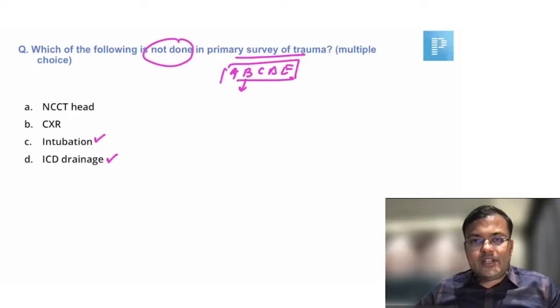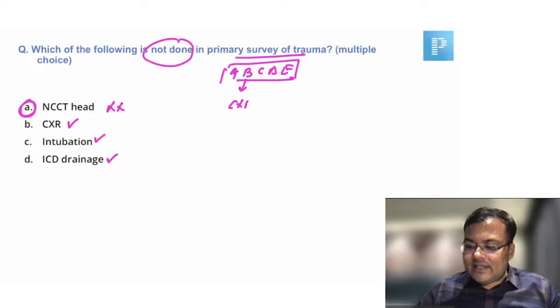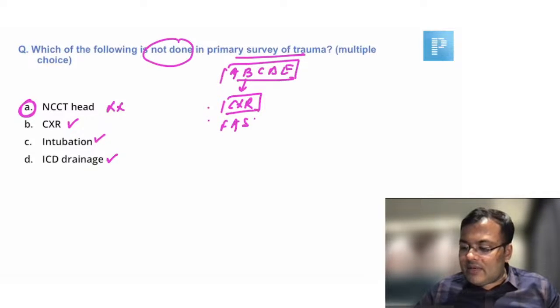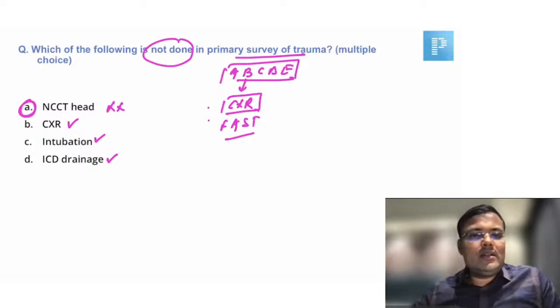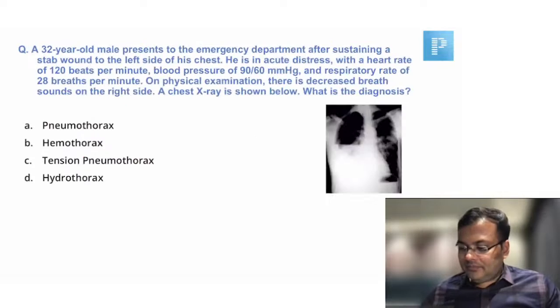How to diagnose the condition? We go for chest X-ray. CT is not done. NCCT head is not done. So this is not part of primary survey. Yes, chest X-ray is done. X-ray pelvis is done. Ultrasound, meaning FAST, is done. But CT, NCCT, this is not part of primary survey. Okay, guys. So the correct answer is A.